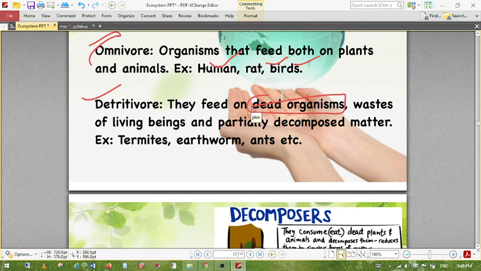So let's come to how these ecosystems mainly behave, how energy flows, how food can be transferred. So first thing is energy and material flow. There are two different things: one is called energy flow, one is called material flow.